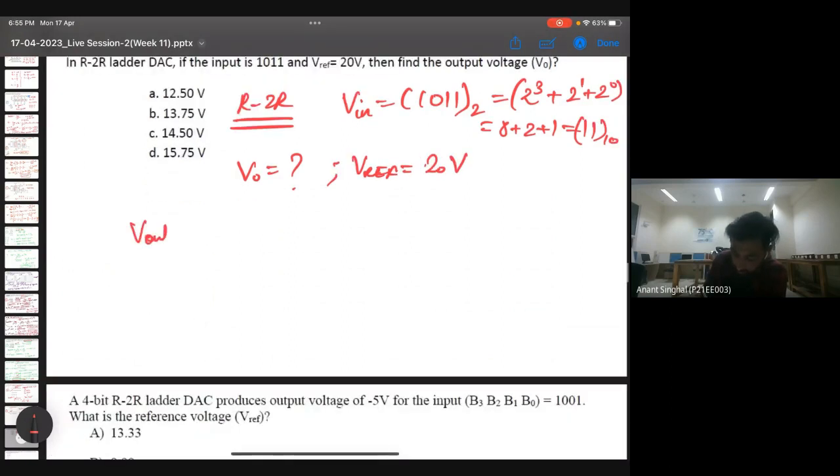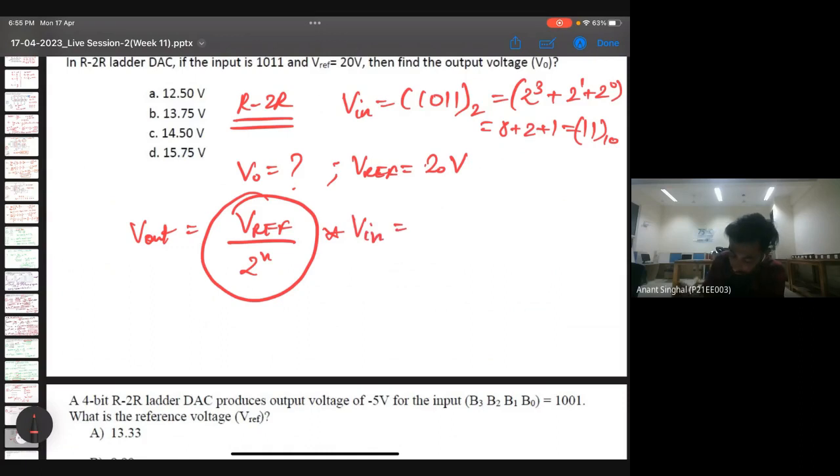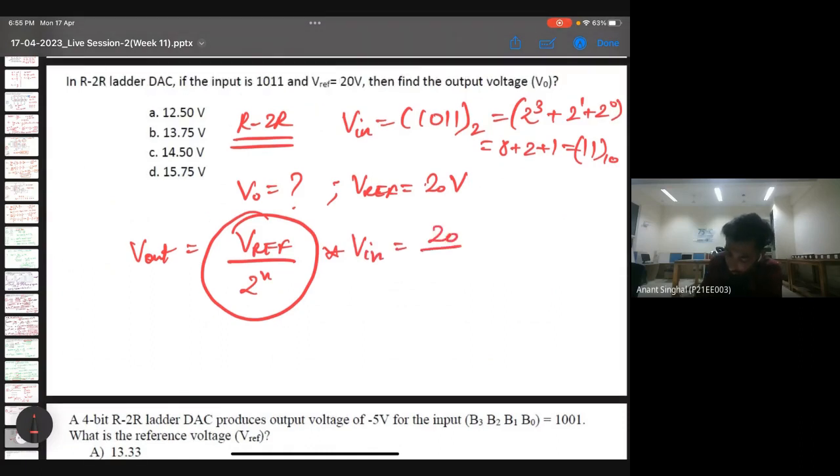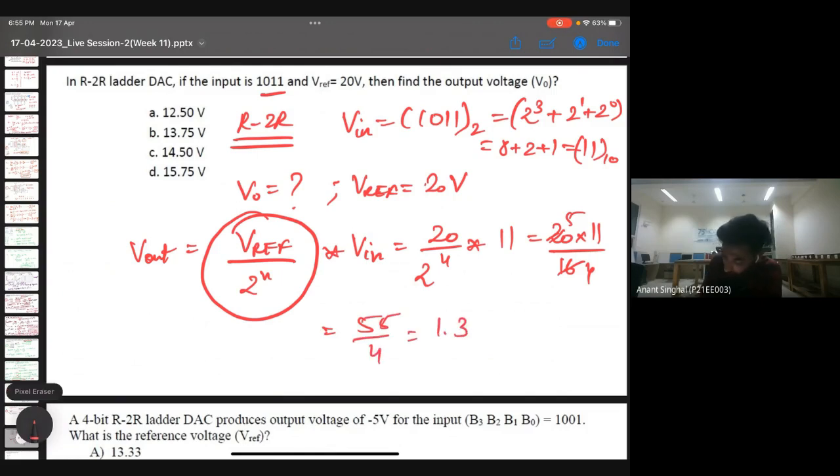We know for the binary R2R, it is Vref. So this part is the resolution, and then the input voltage. If we try to calculate, it will be 20 upon 2 to the power 4, since this is 4 bit, and then the input voltage is 11. So it will be 20 into 11 by 16. So it will be 55 by 4, which is 13.75 volts, which is option B.